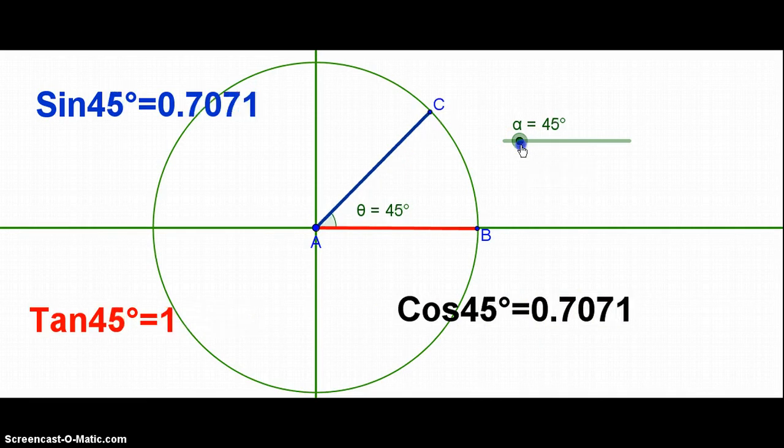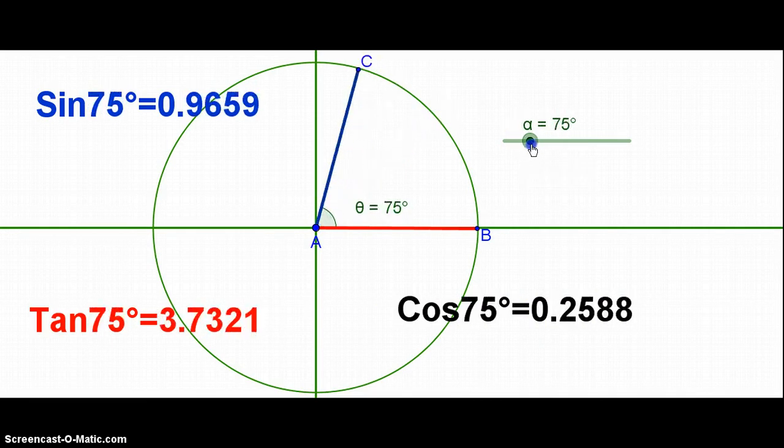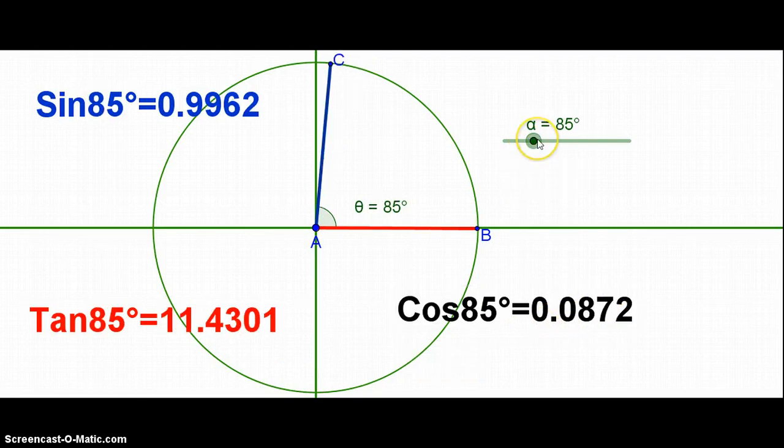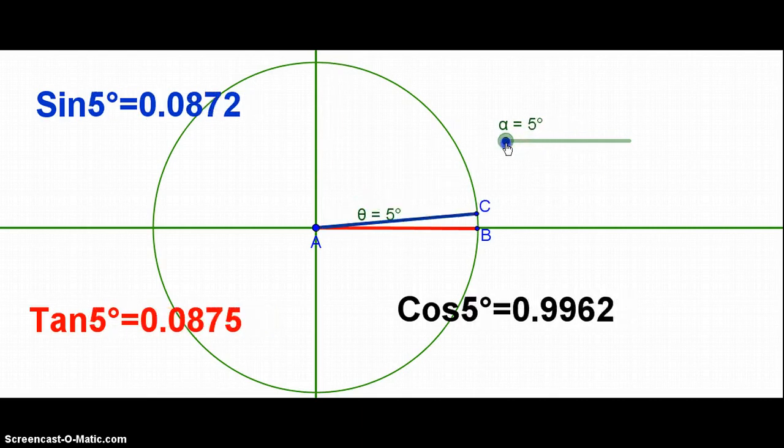Let's pick another value within the same range. Let's say 75 degrees. Sine 75 degrees is positive, tan 75 degrees is positive, and cos 75 is positive. It means this is true for all values that are within the first quadrant. So you can see that it is true.